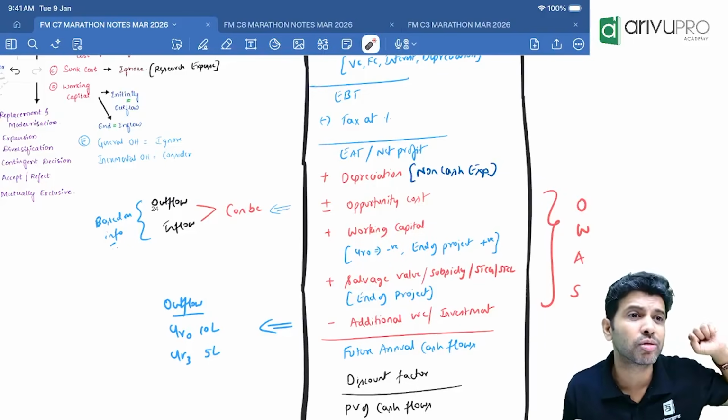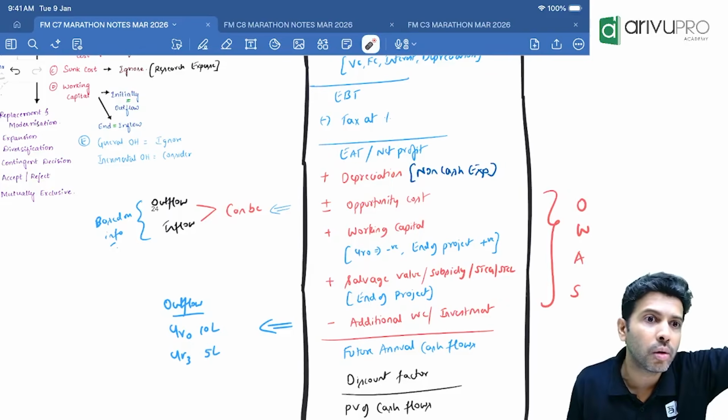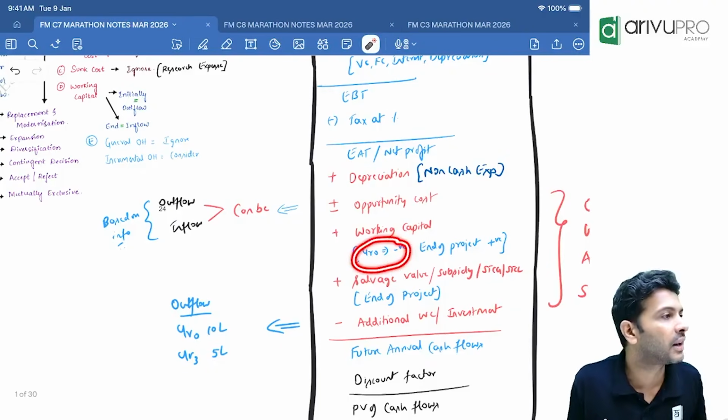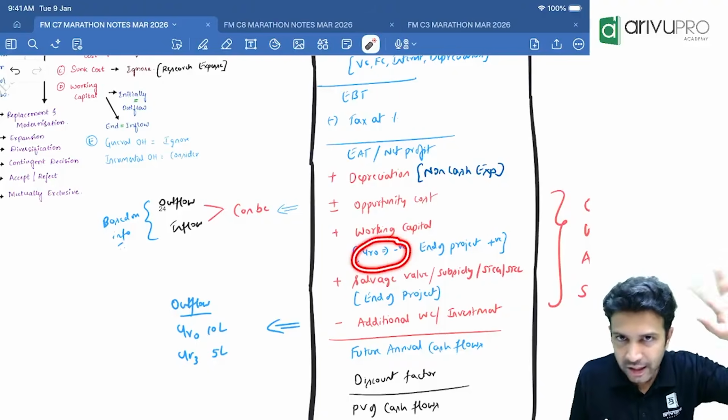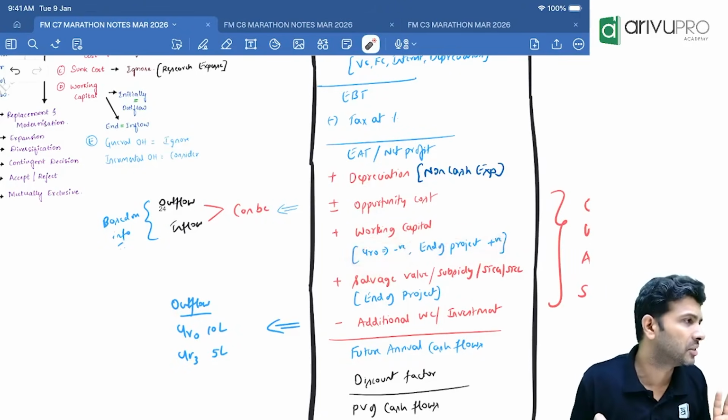Done. Now, once we do a particular project, will we let go of that working capital investment or will we recover that also? See, business means whatever investment we have made, we want to recover. Yes or no? So initially at year 0, working capital will be negative. At the end of the project, working capital will become a positive because we would like to recover.